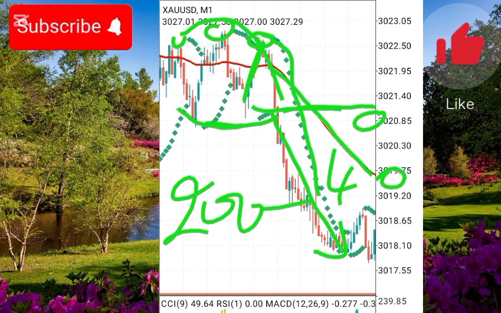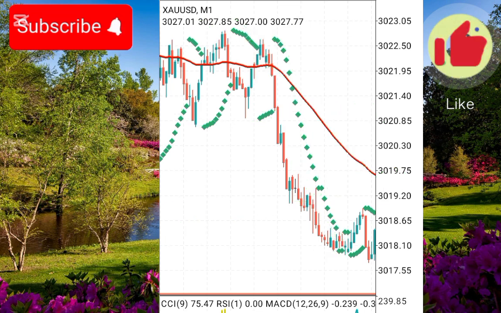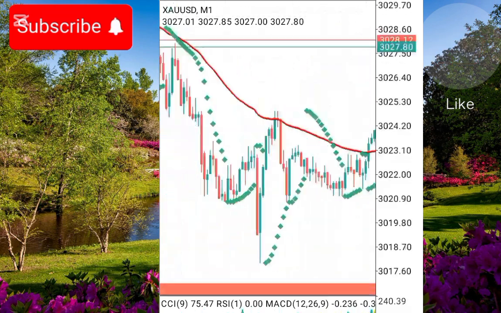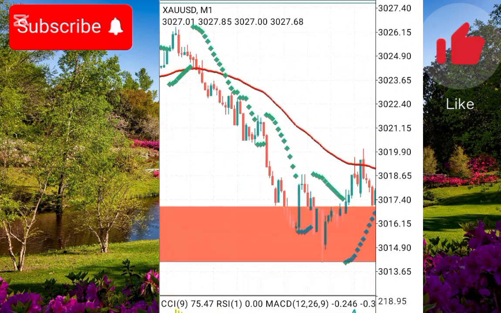So this is how you grow your forex trading account from $10 to $20, or from $100 to $1,000, so that yes, you can be financially free. So we are looking into the buying trade.